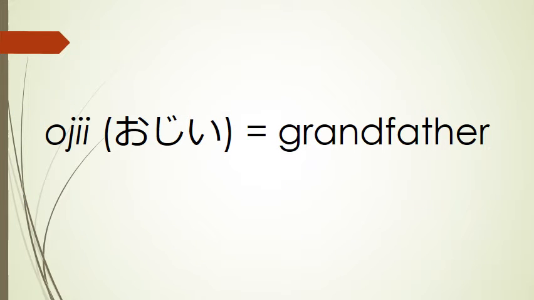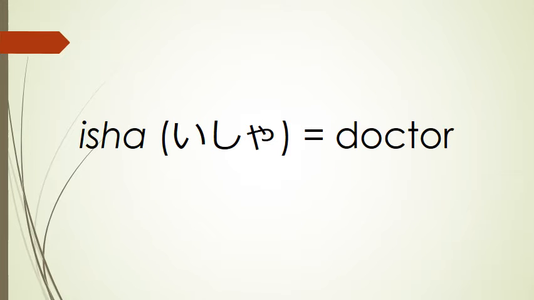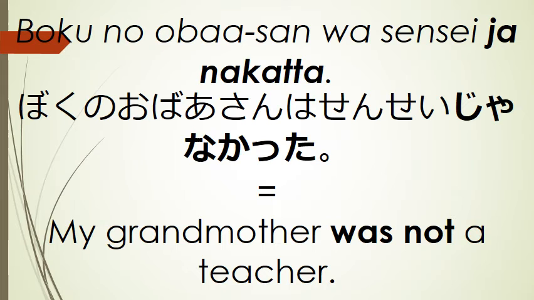Oji means grandfather. You can add san, sama, chan to the end depending on your level of familiarity and respect. Oba means grandmother. And isha means doctor. And if I said, boku no oba-san wa sensei janakatta, that would mean my grandmother was not a teacher.